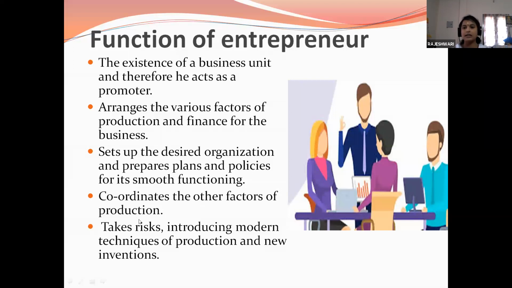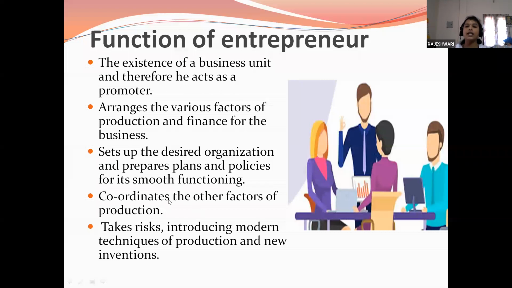Even if you start at a small level, you are totally responsible for your entire business unit. It arranges the various factors of production and finance. Yes, definitely for production as well as finance for your business. It sets up the desired organization and prepares plans and policies for its smooth functioning. Yes, without planning, nothing will be a success, so proper planning and proper guidance should be there. You should give proper work guidance to your employees and monitor them, and at the financial level, prepare plans and policies for the smooth functioning of your business unit.